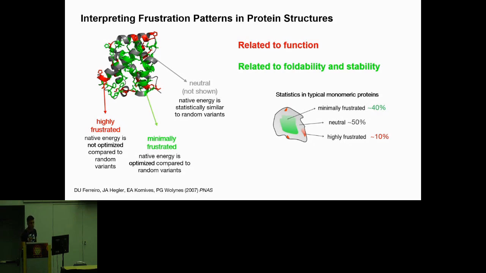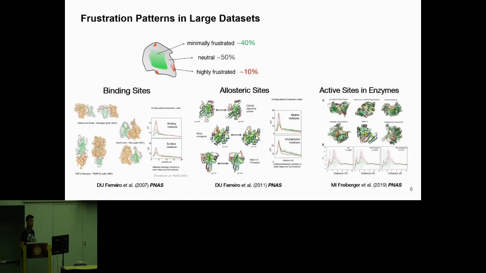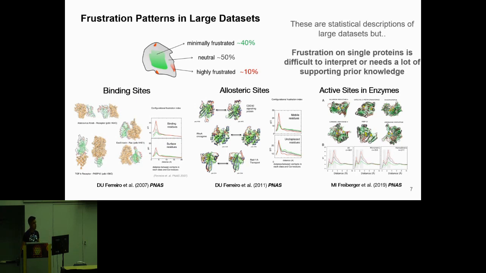In a data set that is representative of the PDB, it was shown that up to 10% of the interactions are highly frustrated. They are clustered in different sites of the protein. 40% of the interactions are minimally frustrated, mostly located in the hydrophobic core, and the rest are neutral. So over the years, different studies from my PhD supervisor's group and with me have shown that highly frustrated interactions can be linked to different functional aspects of proteins, such as binding sites, allosteric sites, and active sites in enzymes. However, all these studies have shown that this is true, but it is true for very large and heterogeneous data sets.